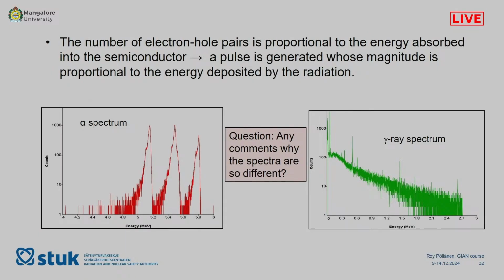So, the number of electron-hole pairs is proportional to the energy absorbed in the semiconductor. A pulse is generated whose magnitude is proportional to the energy deposited by the radiation. On the left you can see a typical alpha spectrum, and on the right a typical gamma ray spectrum. Do you have any comments on why they are so different?